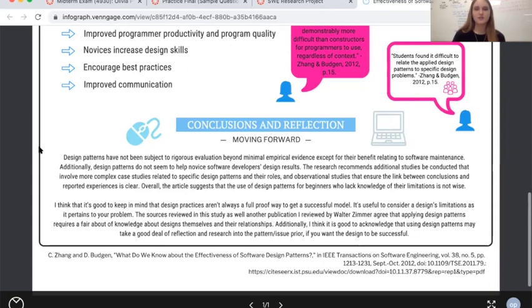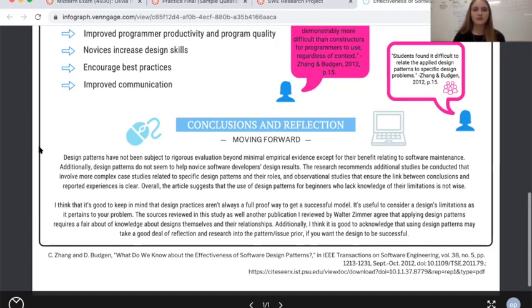Overall, the article suggests that the use of design patterns for beginners who lack the knowledge of their limitations is not wise. I also think it's good to keep in mind that design practices aren't always a foolproof way to get a successful model or design. It's useful to consider design's limitations as it pertains to your problem.